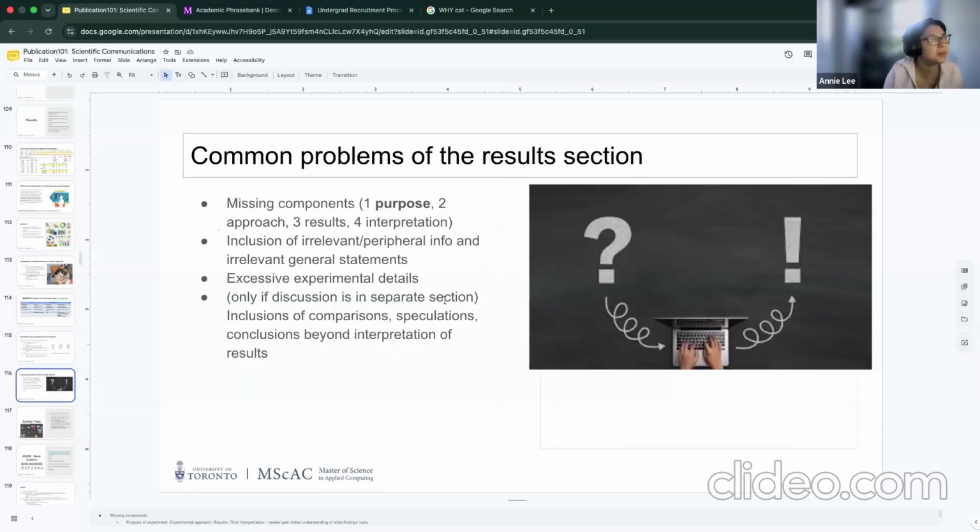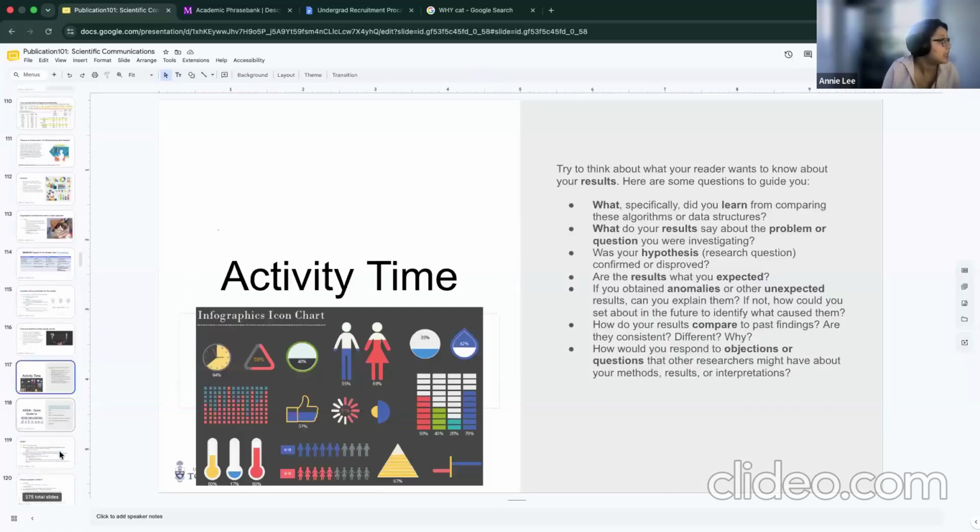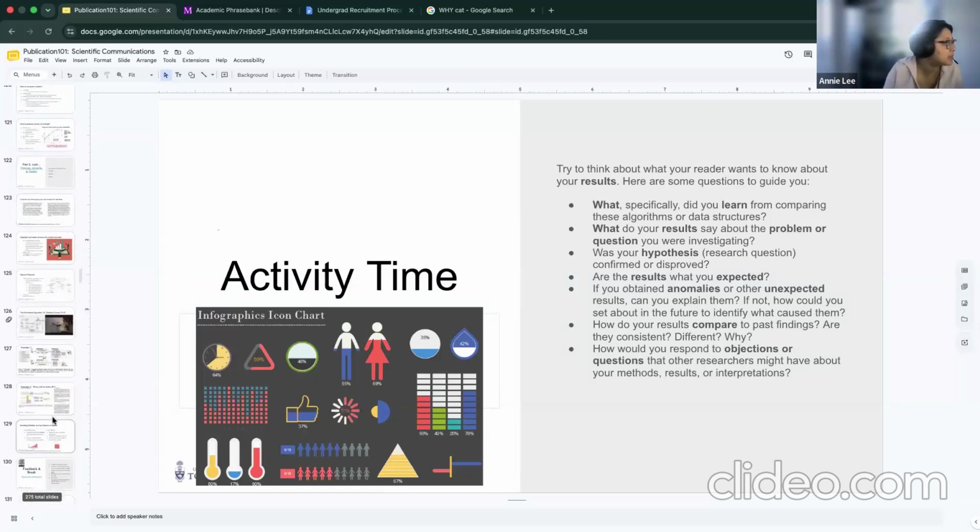Yeah, so there are some common problems in the results sections, like if you're missing one of the things that I asked you to include. Right now, you can add as much information as you want. We can move it to the appendix later. You might have too much experimental detail. Yeah, so that is for experimental results.